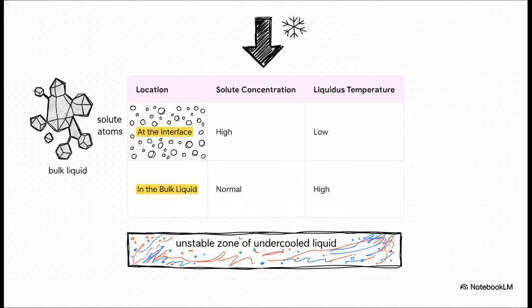Well, here's where the magic happens. A higher concentration of these rejected solute elements actually lowers the local freezing point of the liquid. So as you can see, right at the interface where all those atoms are bunched up, the freezing point is suddenly much lower than in the rest of the liquid. This creates this weird, unstable zone of chemically induced, undercooled liquid.